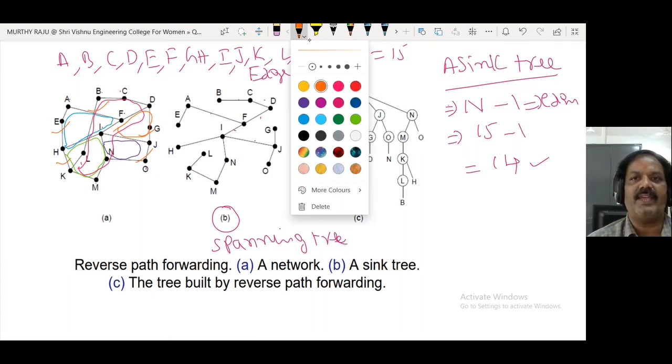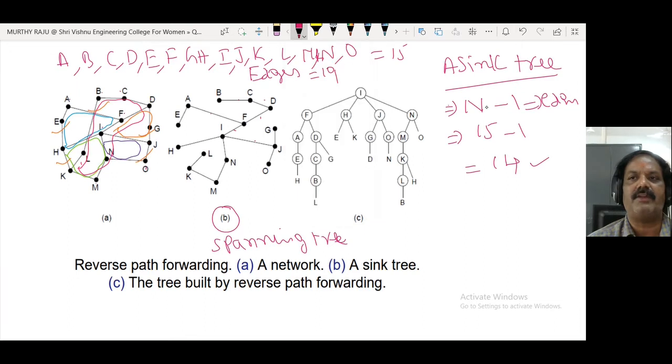The total number of edges in the sync tree and spanning tree is n minus 1, where n is the number of vertices in the main graph. 15 minus 1 is equal to 14. Here consider the first one. This one is the first one. In that first one, remove one edge. Remove this edge.